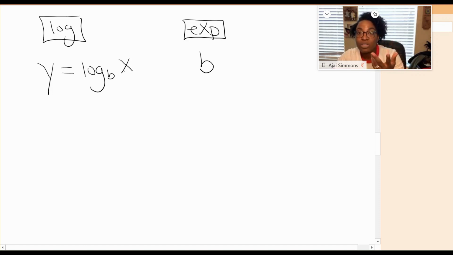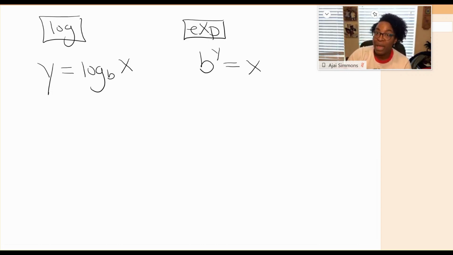The x and y are going to switch because logs and exponentials are inverses of each other, and inverses means the x and y switch. So instead of b being with x, b is now going to be with y. So this is the base b raised to the y power is equal to, instead of the y being by itself, it's the x that's going to be by itself now. Now, this is very important to understand, how these switch back and forth, because this is going to be how you solve an exponential function.